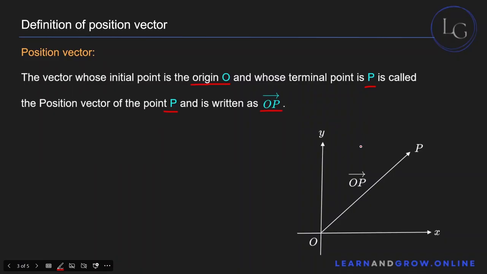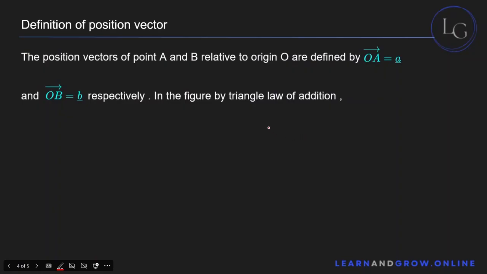So if you have an XY plane, then the necessary thing that you must remember for a vector to be a position vector is that the initial side must start at the origin. And wherever it goes, for example, if this is point P, which is the terminal side, then this vector OP is this. Simple. So the position vectors of point A and B relative to position O are defined by OA and OB, right?